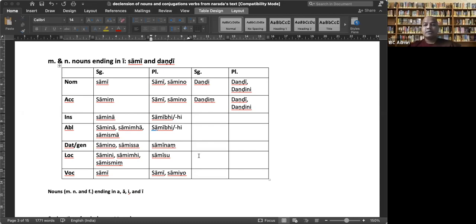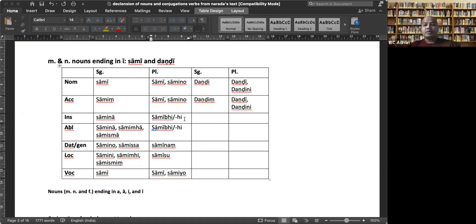Okay, so what you can do is, as I have shown you just now, put the declension of Sami and the declension of Dandi together, and you can become well familiar with both together, because there are not so many differences between the declensions of these two nouns. Okay, so that is very clear.